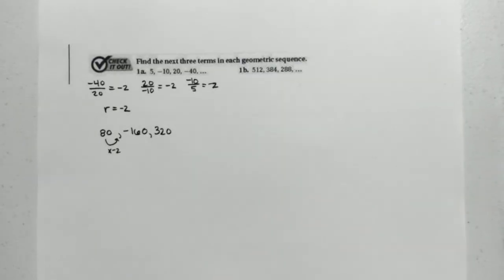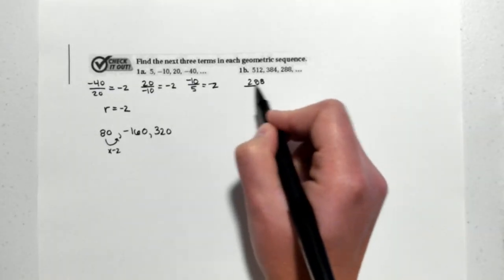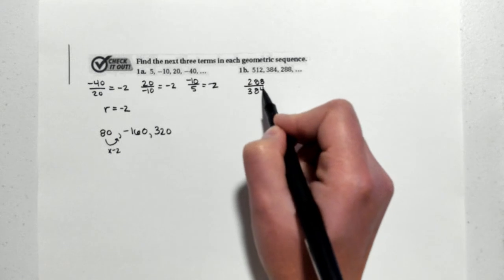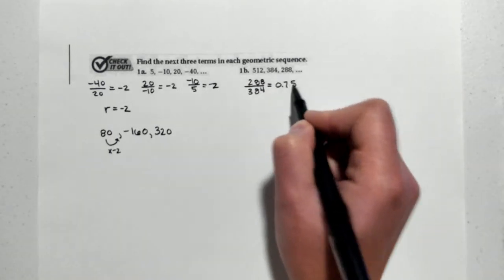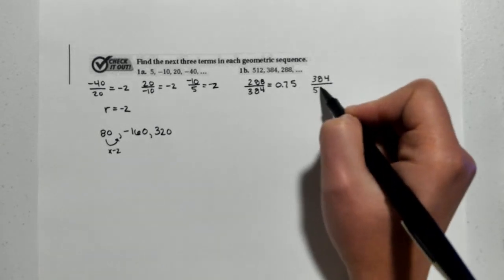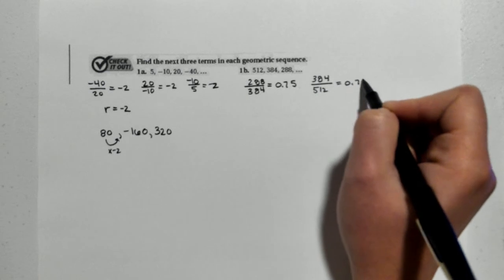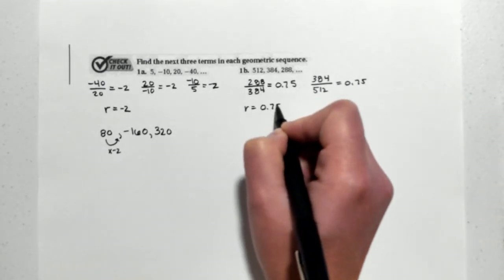For B, I have 512, 384, and 288. So I'm going to look at my ratios. So 288 over 384 gives me 0.75, or 3/4. 384 divided by 512 also gives me 0.75. So that means my r, my common ratio, is 0.75.